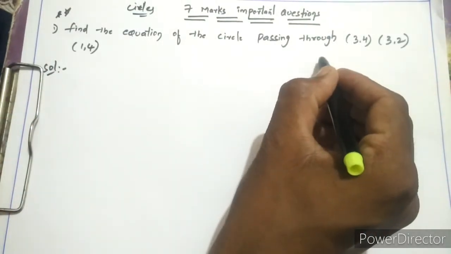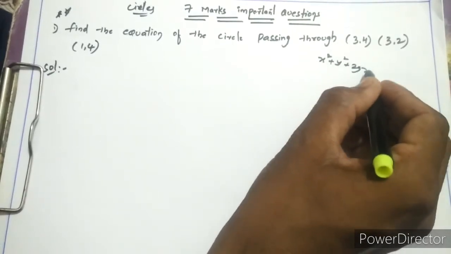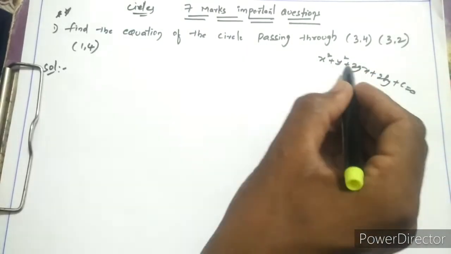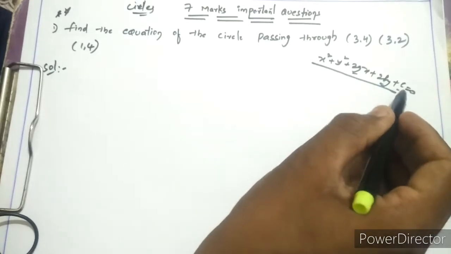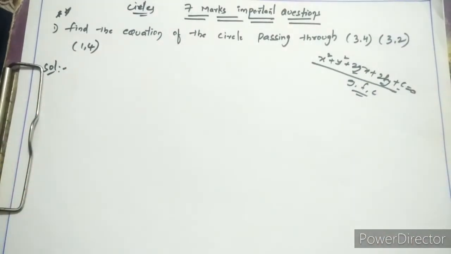So in general, what is our circle equation? x square plus y square plus 2gx plus 2fy plus c is equal to 0. So this is our general circle equation. So in this one we have to find out the g, f and c values. So g value, f value and c value we have to find out.